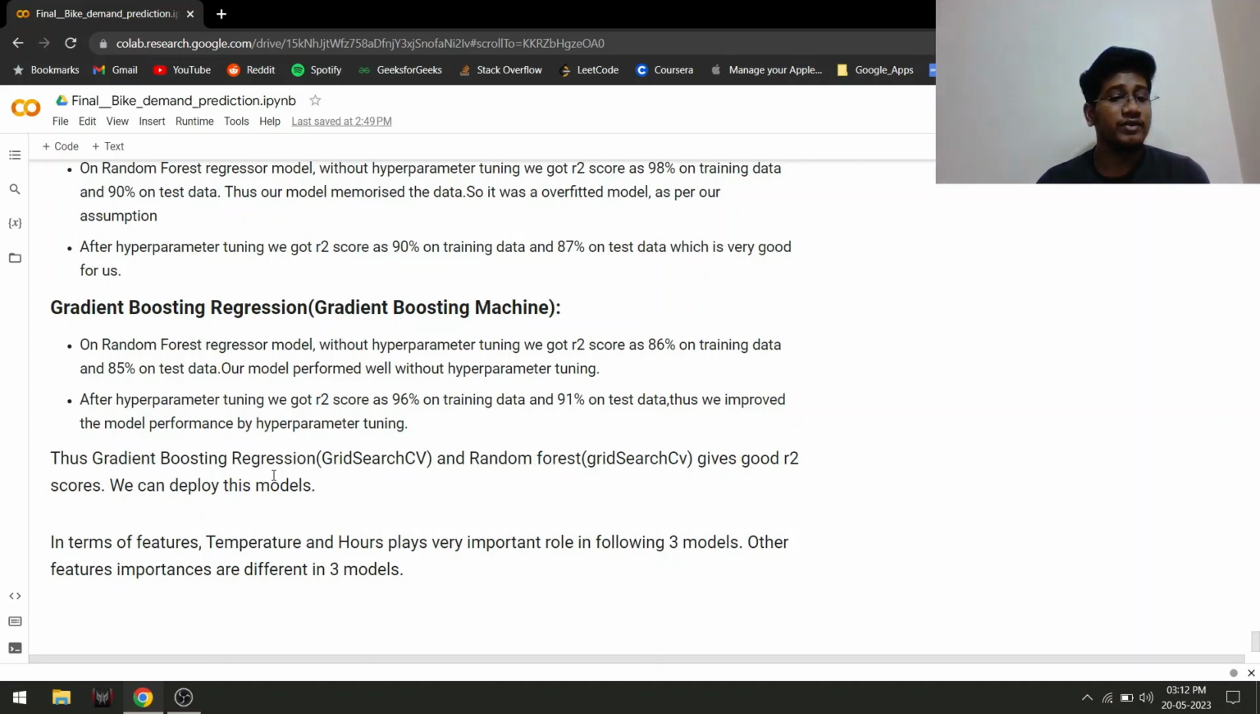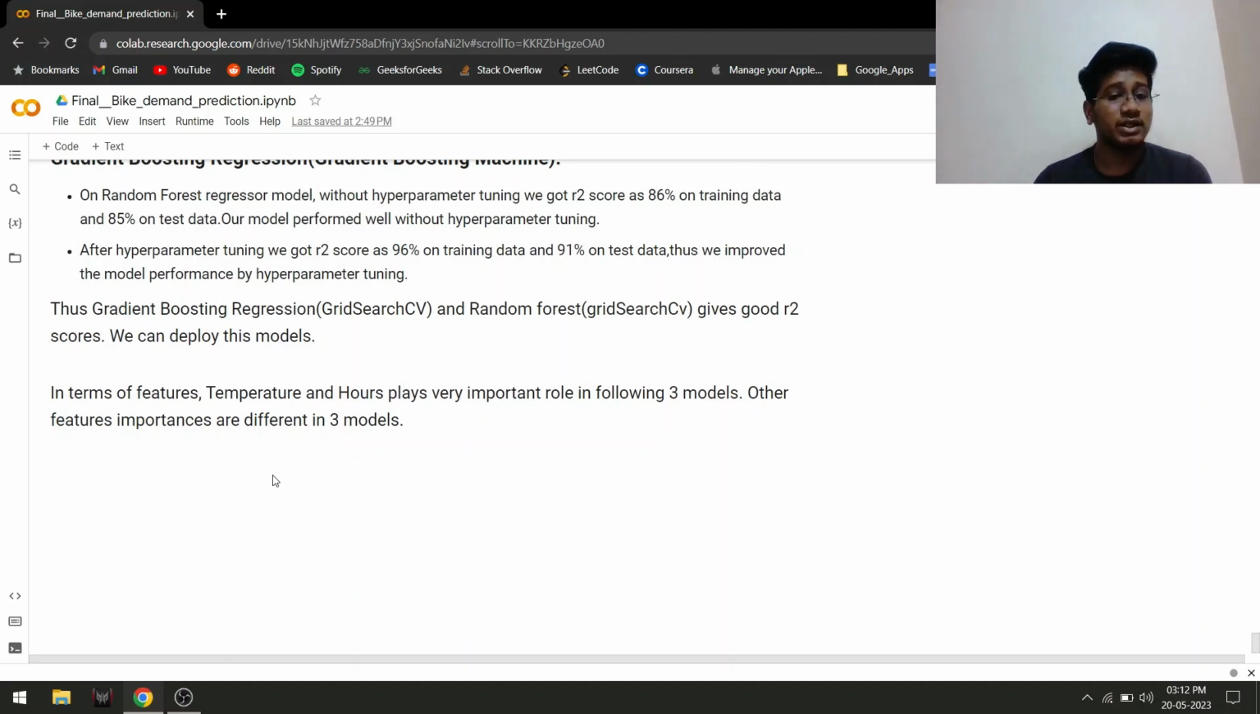We can deploy this model. In terms of features, temperature and R play a very important role in the following three models. Other feature importances are different in the three models.